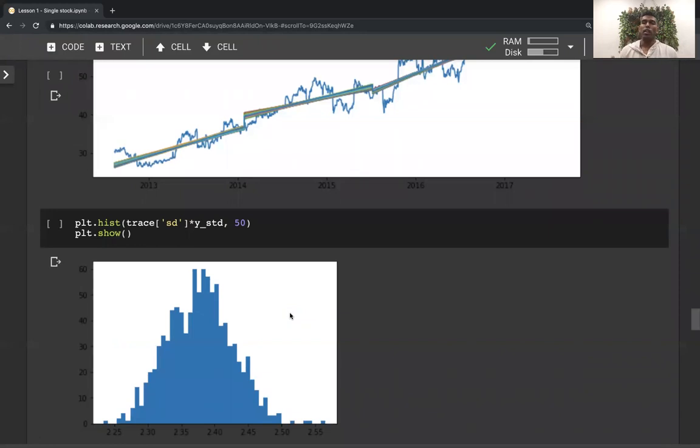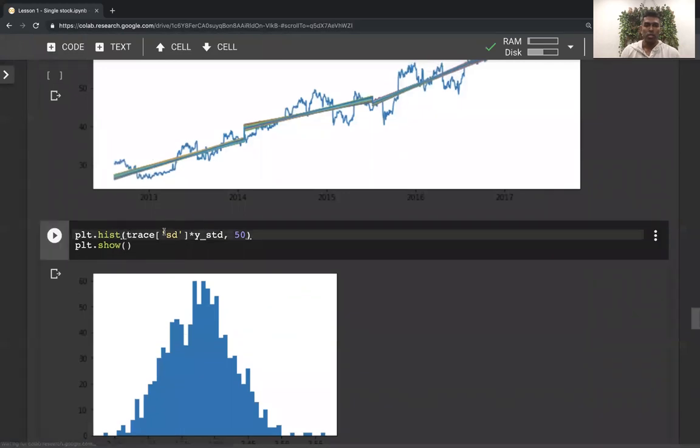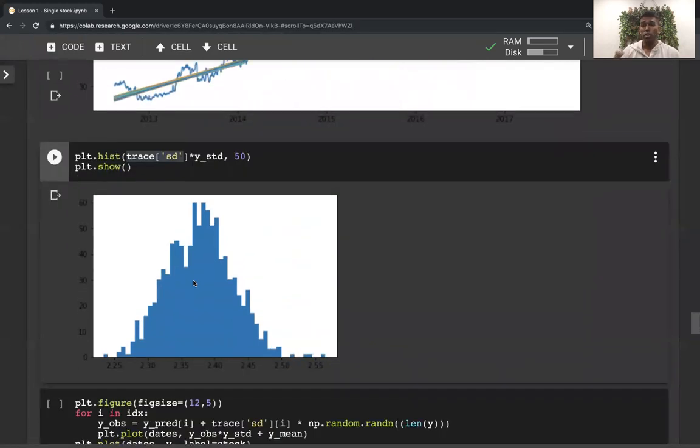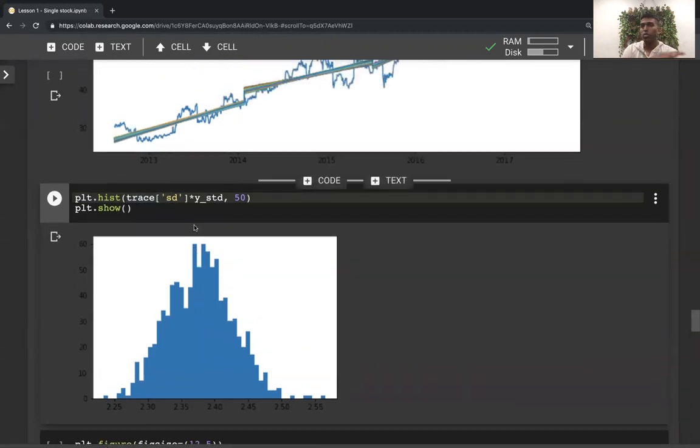And one last thing, let's look at the standard deviation of the observations, right? What I mean by that is the trace of SD. The posterior of it is this thing over here. So this is what you get from doing PyMC3 sampling, right? You get a distribution of whatever variable that you wanted, in this case SD, given the data. The prior, if you remember, I said was uniform, but after sampling, it seems to be quite confident that it's somewhere between 2.35 and 2.4.